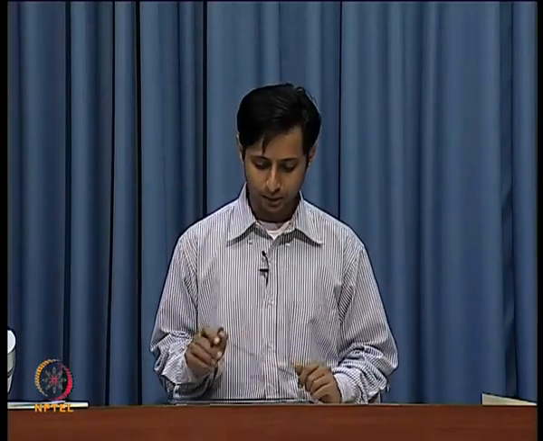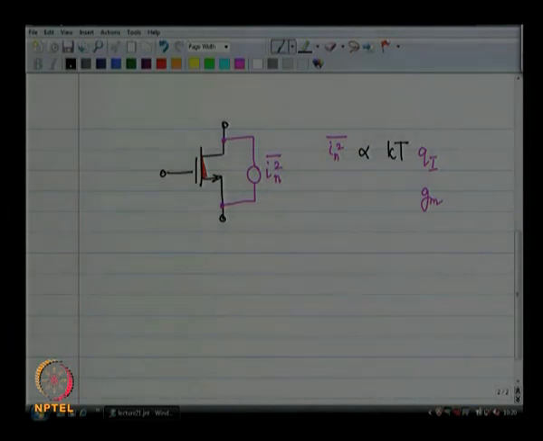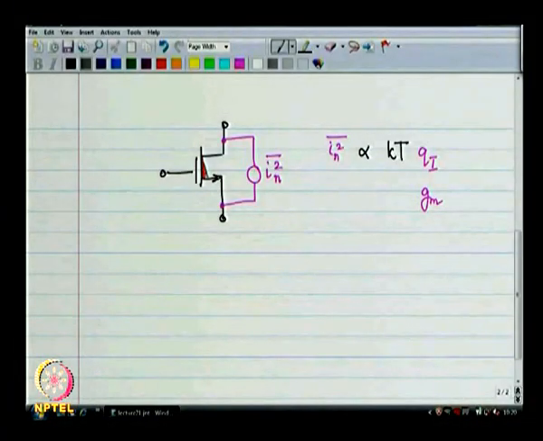Now, from the fact that there are these electrons in the channel, you can work out that under conditions of strong inversion and saturation, when the channel is pinched off, so it is tilted in favor of the source, you can find out all these areas and so on and so forth, and the end result is something like this: I n squared is equal to 8 by 3 times kT times gm df.